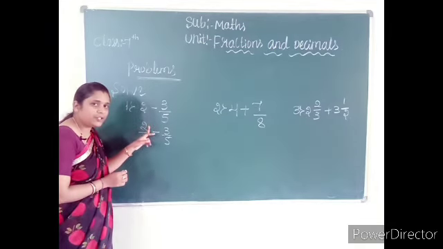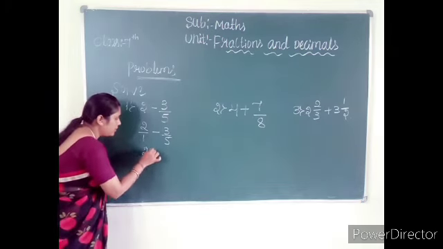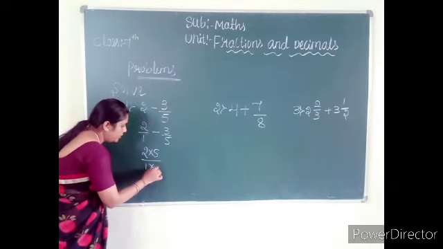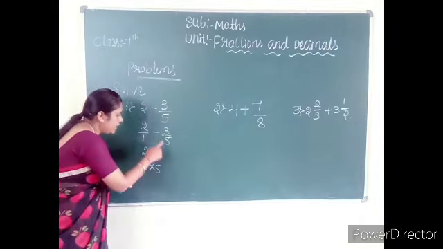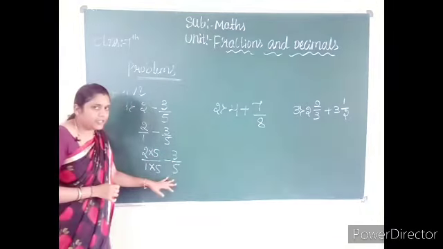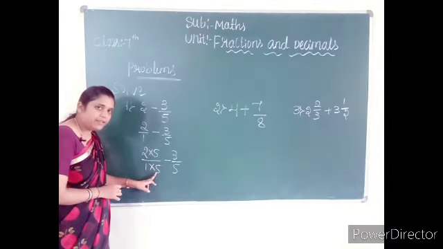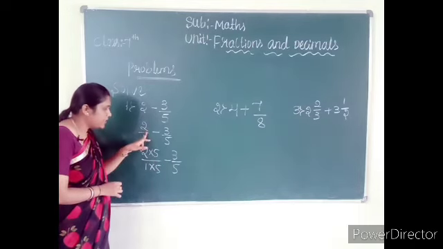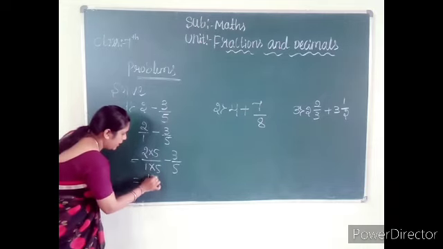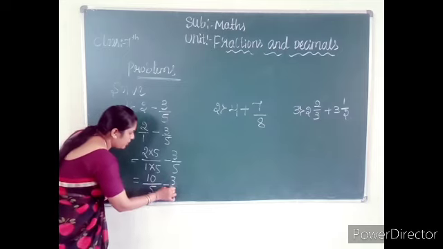We can multiply by 5 and divide by 5. 2 into 5, and 1 into 5 divided by 5, minus 3 divided by 5 as it is. Look here students, we multiply by 5 and divide by 5; again we cancel 5, and we get the same answer. Next, 2 fives are 10 divided by 1 five is 1, minus 3 divided by 5.